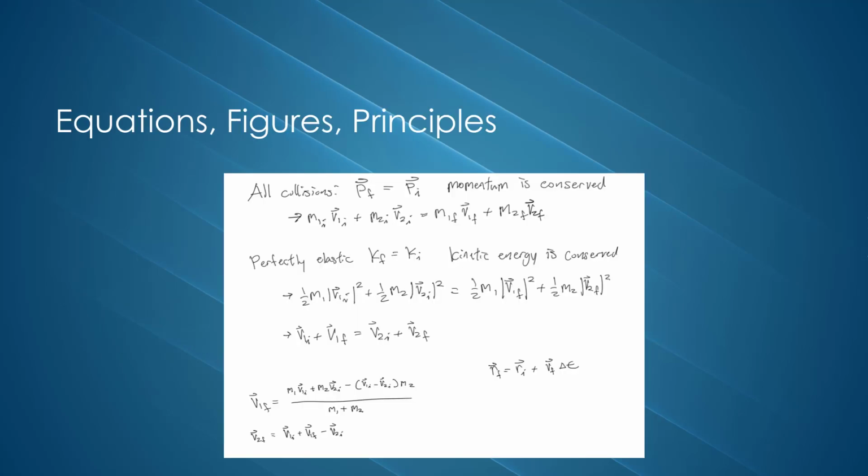All right, our principles. For all collisions, momentum is conserved. This means that final momentum is equal to initial momentum. And for perfectly elastic collisions, kinetic energy is also conserved, so Kf equals Ki. Down here you can see all of our derivations for the equations that we will be using in our model. And on the right, there's position update.